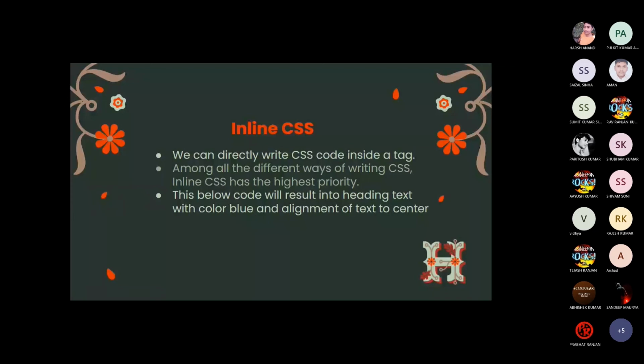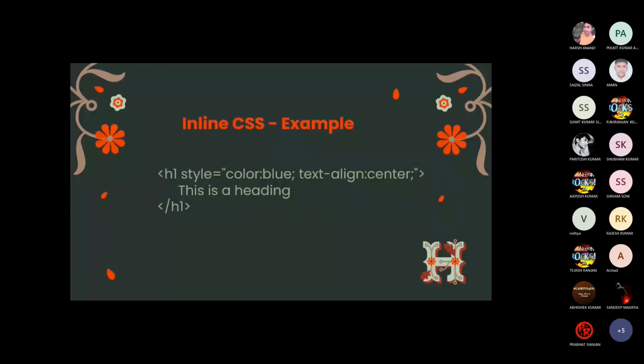So let us see an example of inline CSS. In this example, as you are seeing, there is an h1 tag which has a starting tag and a closing tag. The starting tag and closing tag are the same, but the closing tag has an extra slash before the name of the tag. In this h1, we have a style attribute. Style is used to give the styling, and one of the properties of style is color. So when we set color to blue and text-align to center, this is a heading that is written. So our color will be blue and the alignment of the text will be center. This is all about inline CSS, in which CSS is written only inside a tag.